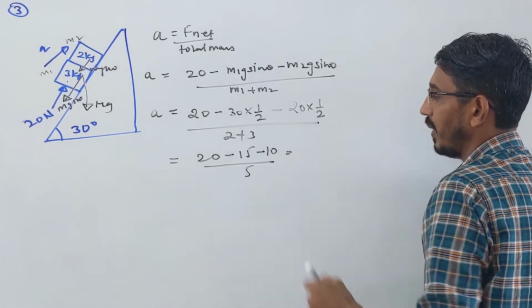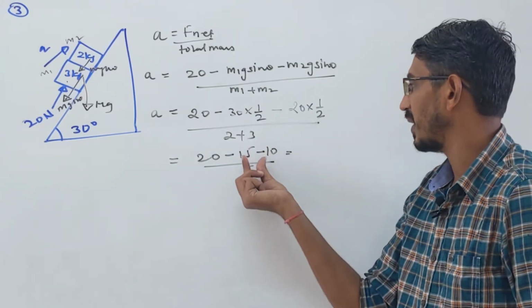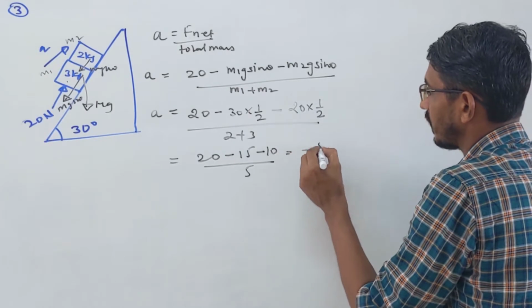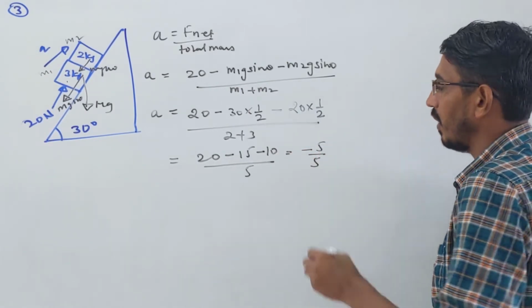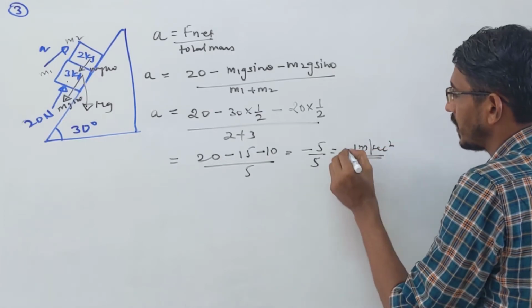So this becomes 25, correct? I gave a random value here, it's coming 25, correct? Yes. So a negative answer is coming, meaning minus 5 by 5, right? So it is coming minus 1 meter per second square. What's the meaning of this negative answer?